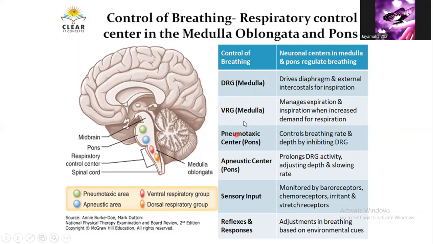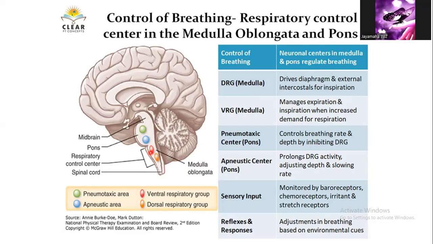The other one is the VRG, or the ventral respiratory group. It's in the red color, so it's in the medulla. It helps to manage both expiration and inspiration when there is an increased demand for breathing and is mainly involved in the forceful breathing, activating the muscles for deeper breathing.